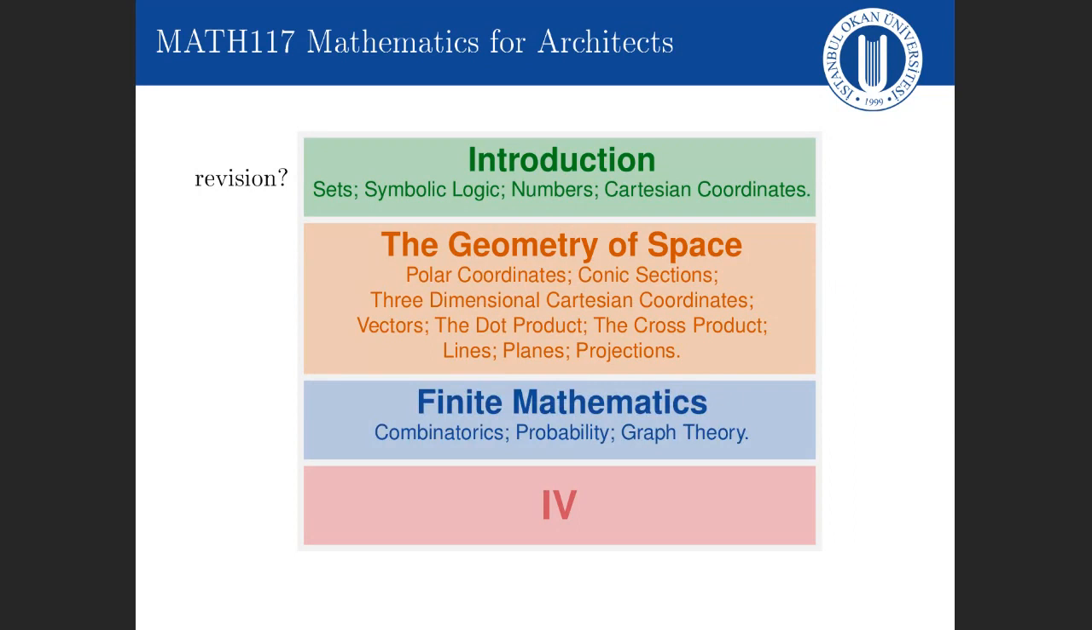Part 3 of this course is about finite mathematics. We're going to talk about combinatorics, which is a fancy way of saying counting. We'll talk about probability, and we will study graph theory. And then finally, we're going to study a type of mathematics called calculus.